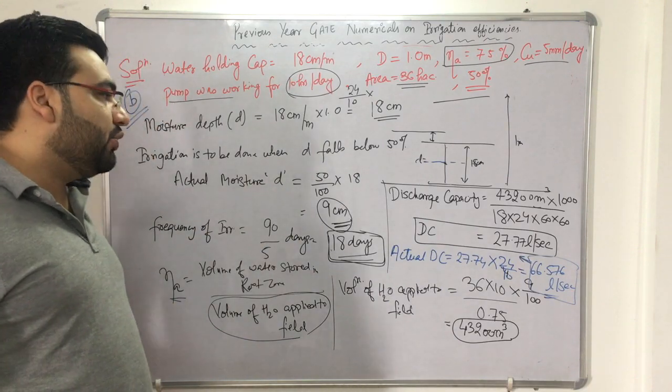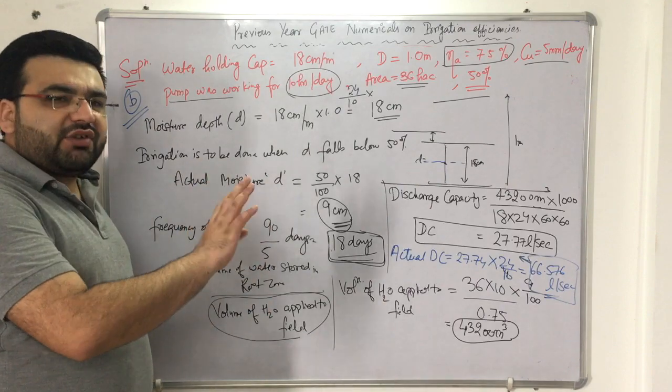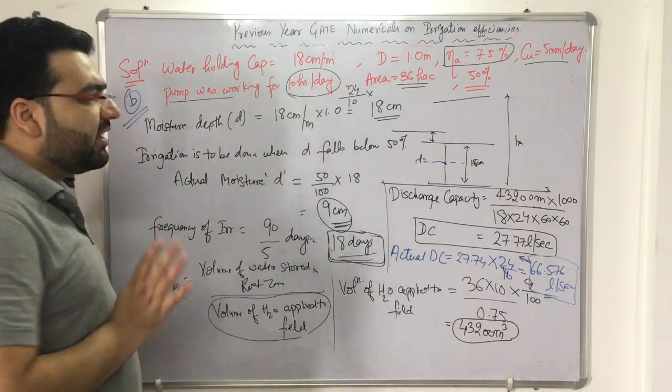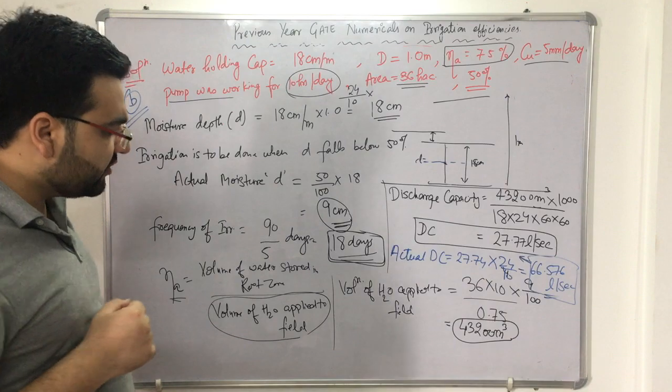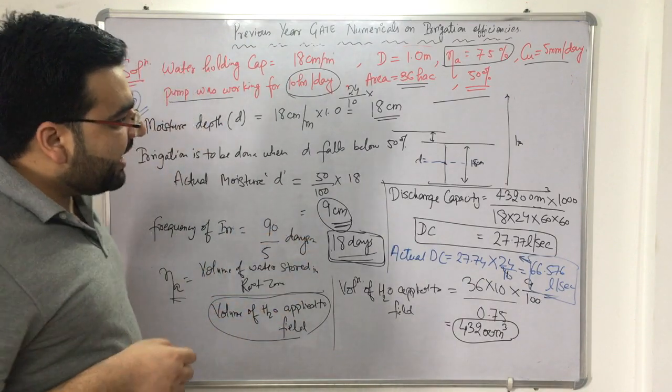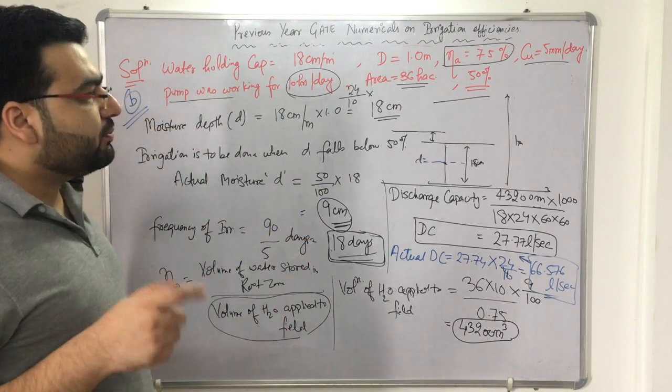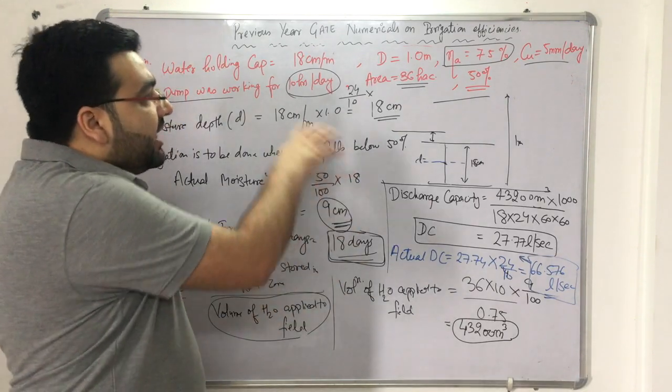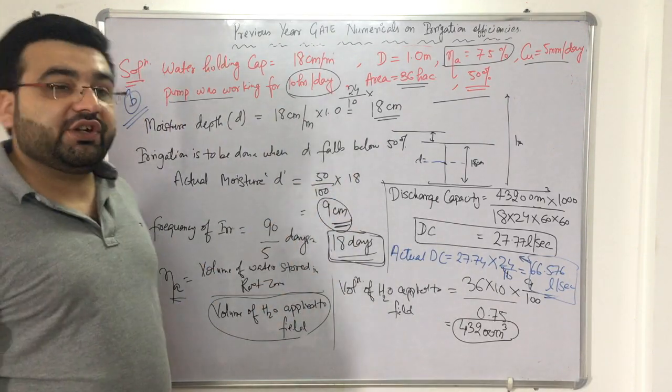Now let us move forward to the next topic. This was the only numerical which was a little bit difficult. Very simple numericals have been asked from previous GATE examinations. Okay, now let's move forward, and let me tell you about the most probable questions or numericals that can be asked from this topic, that is, irrigation efficiencies.